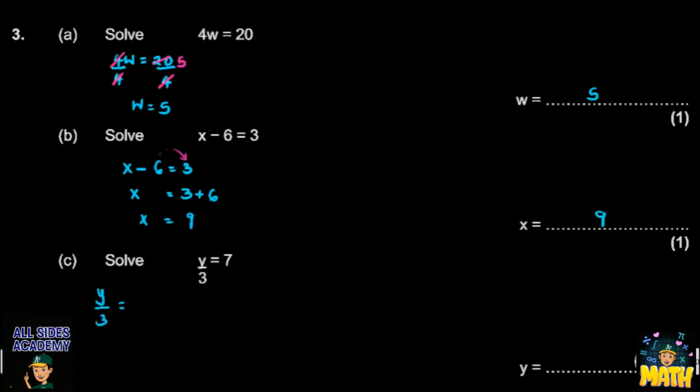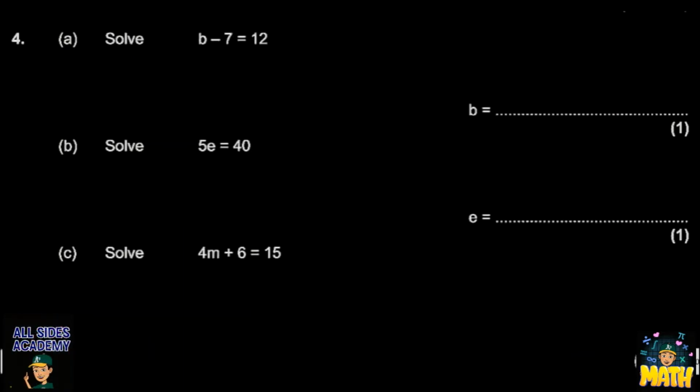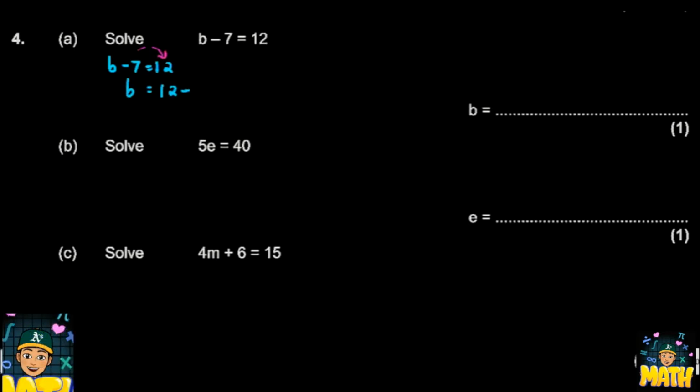y over 3 equals 7. The 3 has been divided, so I multiply by 3 on both sides. So it remains y equals 21. So my value for y is 21. Solve b minus 7 equals 12. So I take the 7 to the other side, which changes to become positive. So b equals 12 plus 7. b equals 19 when I add them up.